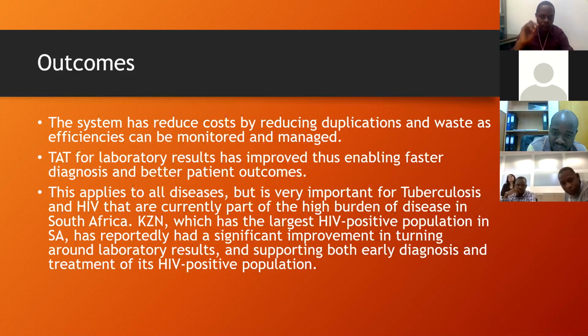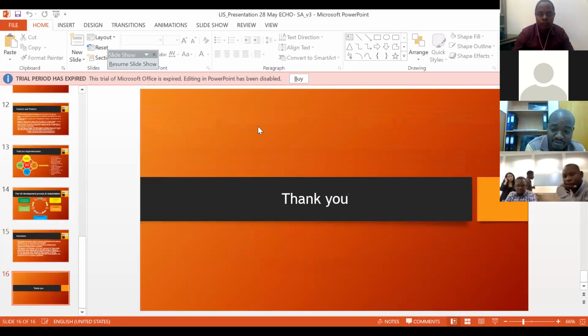And KZN, which is the highest HIV positive population in SA, is reportedly a significant improvement in turning around laboratory results and supporting both early infant diagnosis and treatment of HIV positive population. So with this system, we can follow our viral loads. We can actually tell the suppression. We can tell the turnaround time per facility, per region, per province, and we can map out where the high burden is based on the information that we put into our central data warehouse. Thank you.